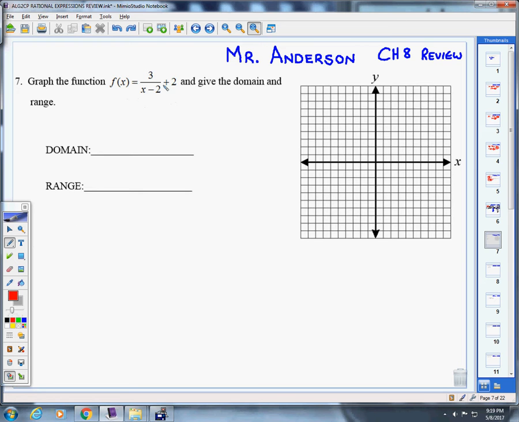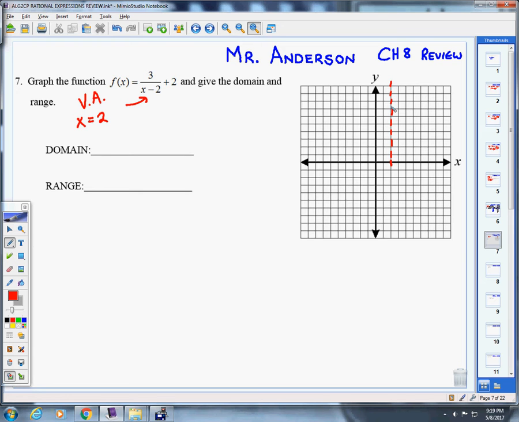Right here, we know that we have a vertical asymptote at what makes this denominator 0. So if x equals 2, that'd be 2 minus 2, and we'd be dividing by 0, and we will have a vertical asymptote there. So right at x equals 2, we will draw a vertical dashed line.